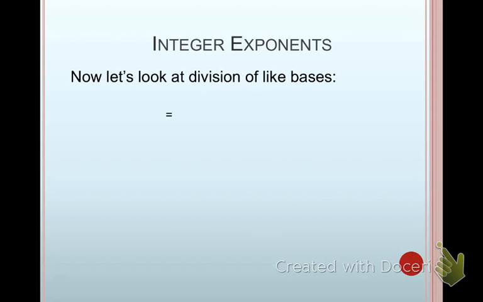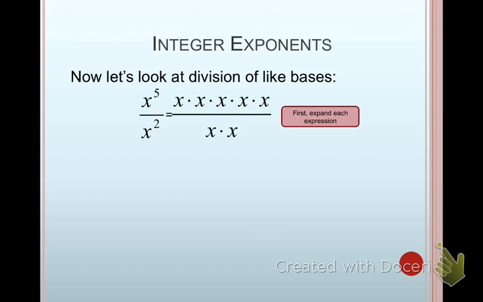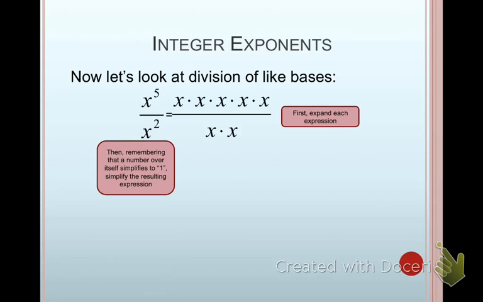Okay. Now let's take a look at division. X to the 5th over x squared. We can write this out just like we did the multiplication. Expand, and we end up with x times x times x times x times x on the top, and x times x on the bottom. Now, remember that any number over itself simplifies to 1.